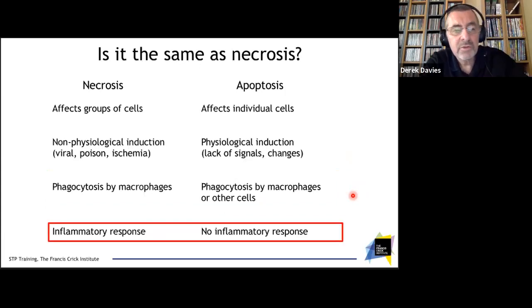When a cell does die, it needs to be phagocytosed, and of course in most tissues, macrophages will perform that function. But with apoptotic cells, any cell can remove the apoptotic remnants of a cell. And also with necrosis, we get that inflammatory response. We'll always get a lot of infiltrating lymphocytes, whereas with apoptosis, that tends to be much more reduced, which could be an important consideration if, for example, you're looking for a tumor-killing drug. If it doesn't cause an inflammatory response, if it kills cells by apoptosis, that may be a good benefit.